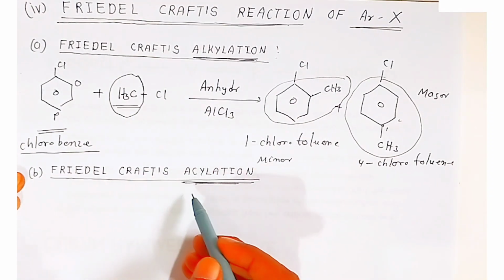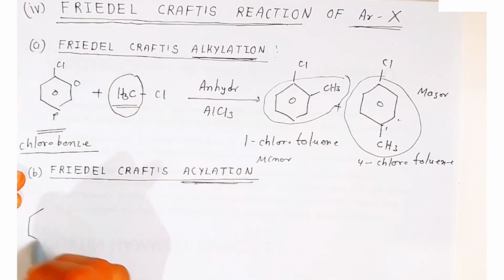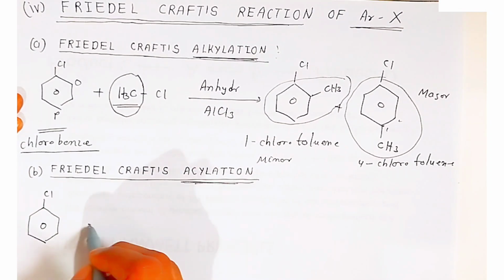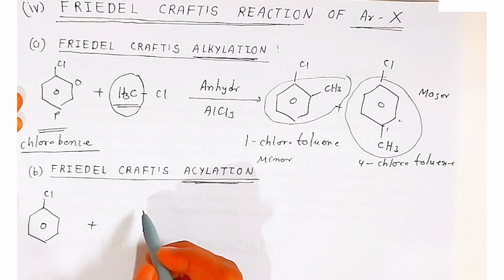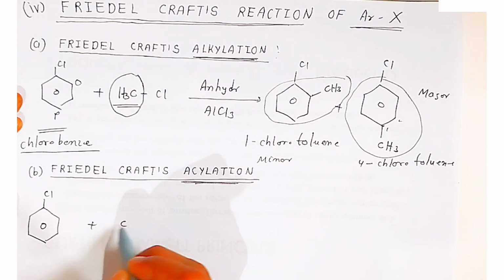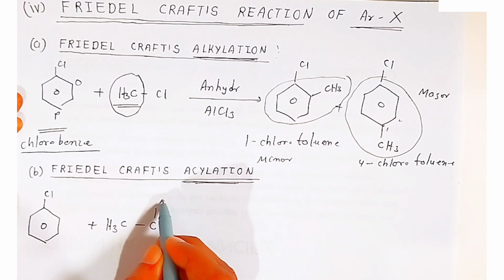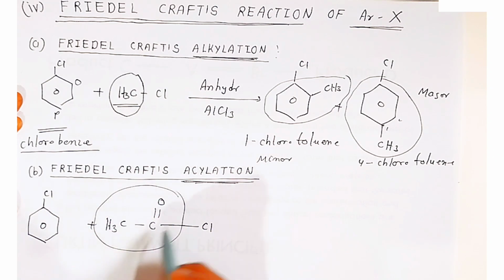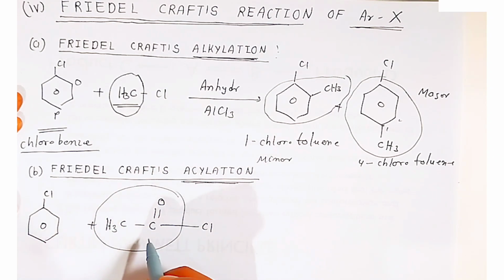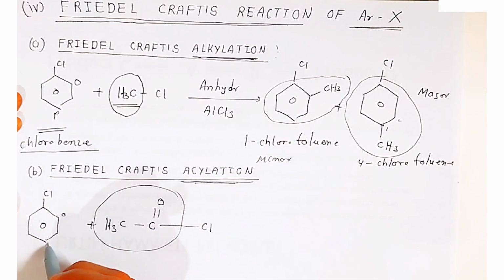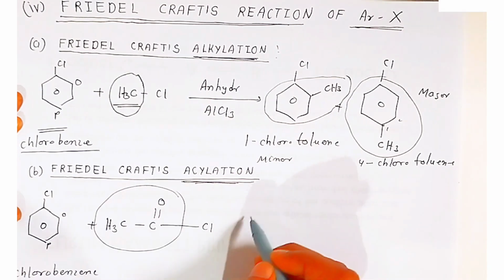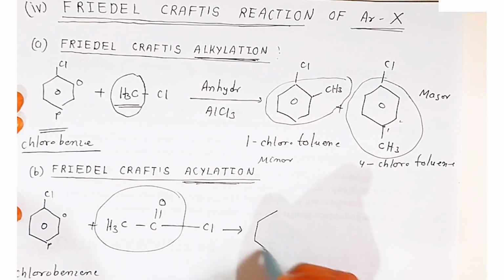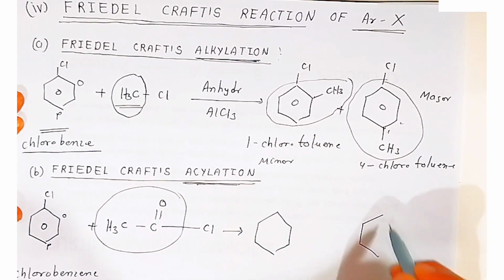Now if you add the acyl group, suppose you have chlorobenzene. For the acyl group, you have to take the second reactant, which will be acetyl chloride, CH3COCl. This is acetyl, and the chlorine is attached. This is also called acyl. Now this acyl is going to add at the ortho or para position of chlorobenzene. So two types of product you are getting. One will be at the ortho position, the other will be at the para position.